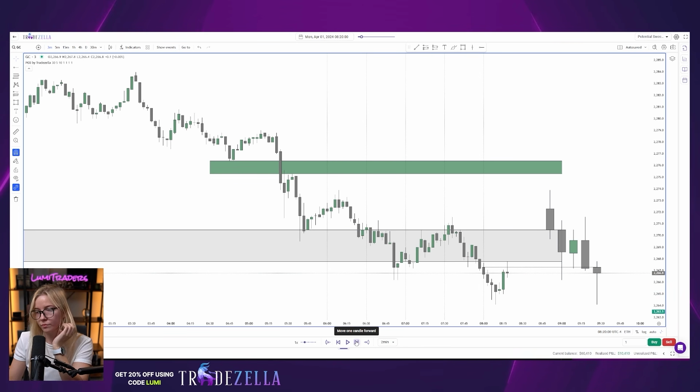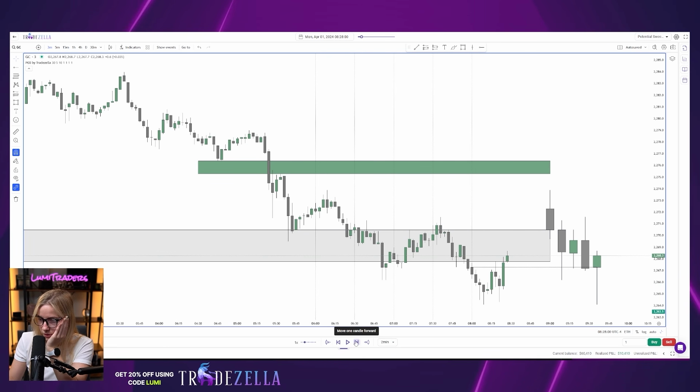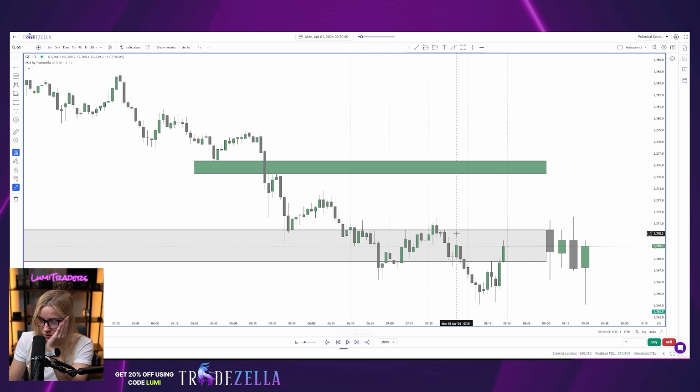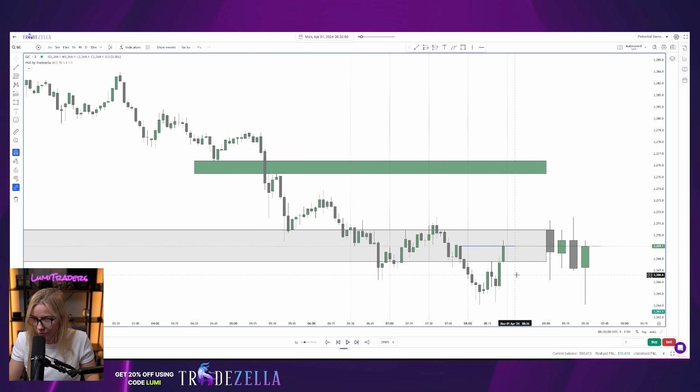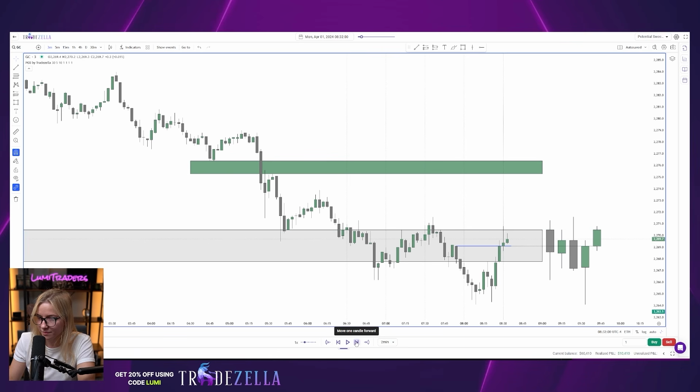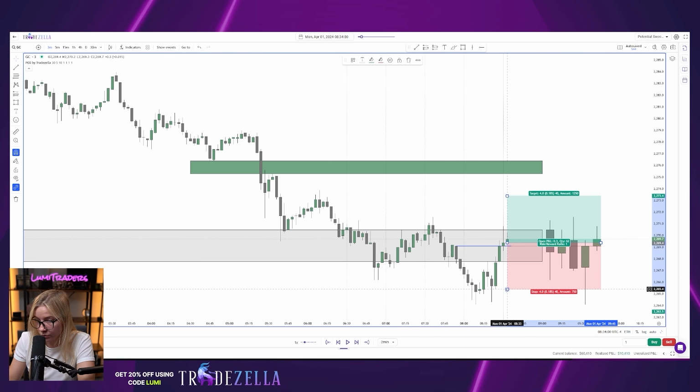Keep dropping. Nothing yet. We do have potential sweep. Let's see if we closed. We didn't close well. We just closed. So let's actually try this because we're still inside our fair value gap.